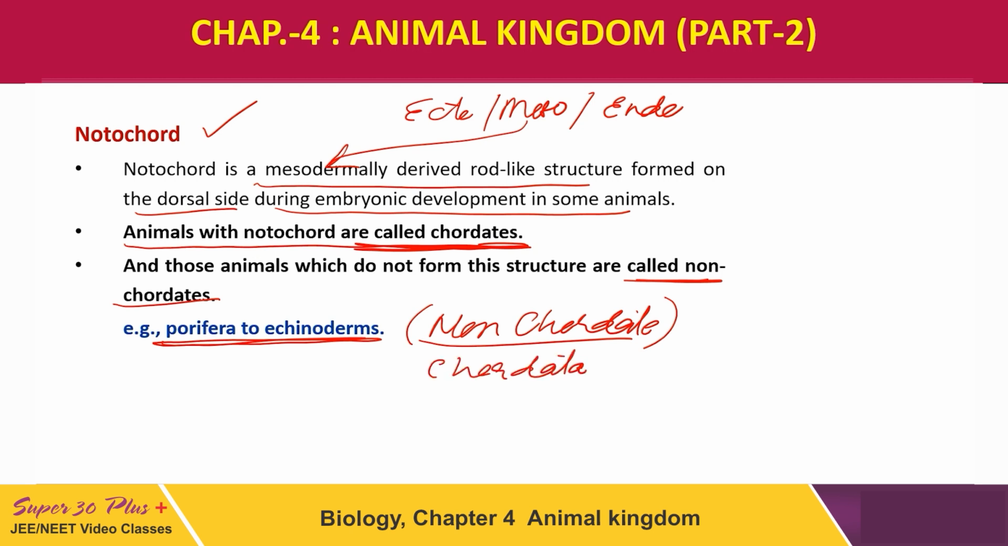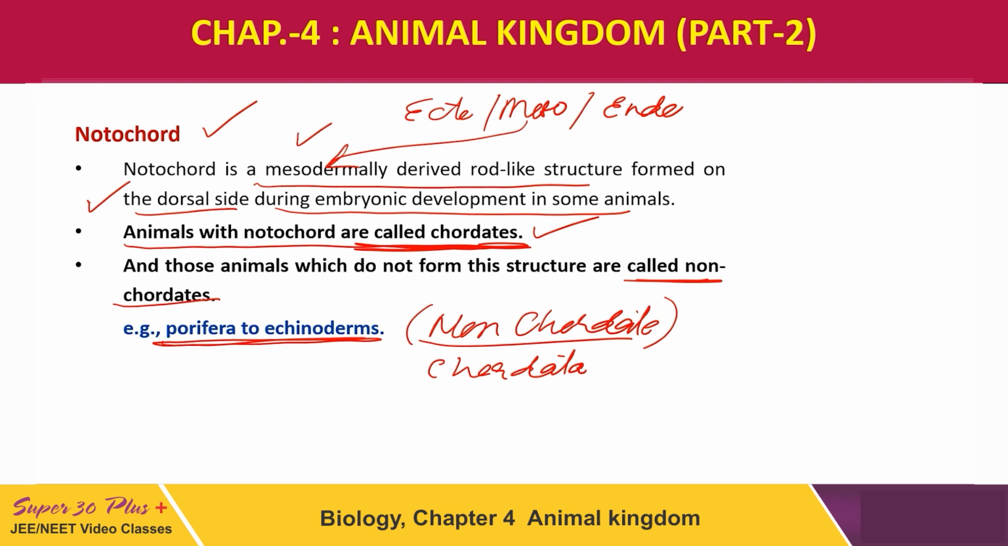You see, children, this notochord is an elongated rod-like flexible structure, and it is found in embryonic development in some animals, and it is composed of cells which are derived from mesodermal origin, as I told you, and notochord is formed on the dorsal side of the body, right? Animals, repeat with me, which have notochord will be known as chordates, and when this is absent, these are known as non-chordates.